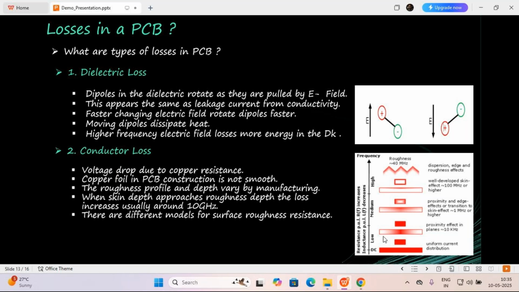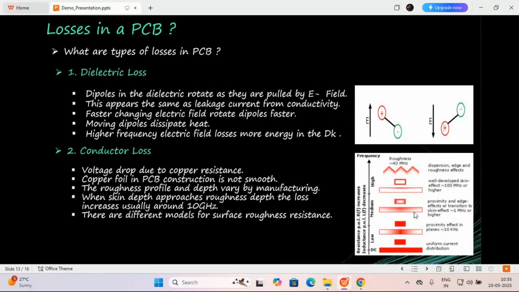Then the frequency goes higher, to 10 kilohertz. Now you see the electrons are placed only in this region. Then we go to 1 megahertz. Now you see it is coming to the surface. It is no more inside, it is coming to the surface. So this whole phenomenon is called the skin effect. This whole thing happening over here is called the skin effect.